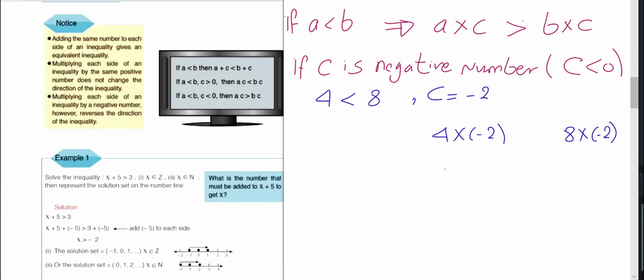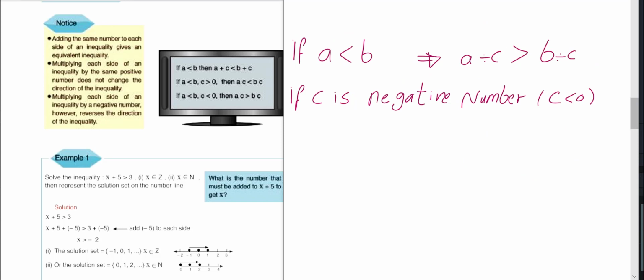4 times negative 2 is equal to negative 8. And 8 times negative 2 is equal to negative 16. And we know that negative 8 is more than negative 16. So here less than becomes more than. So if we multiply both sides of the inequality by a negative number, the sign of the inequality will be changed. Now let's see division together.